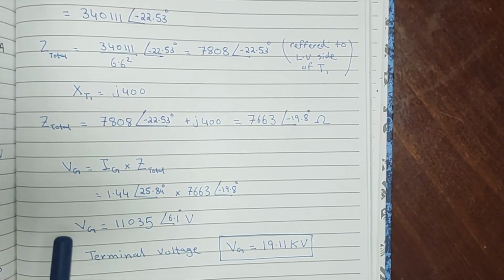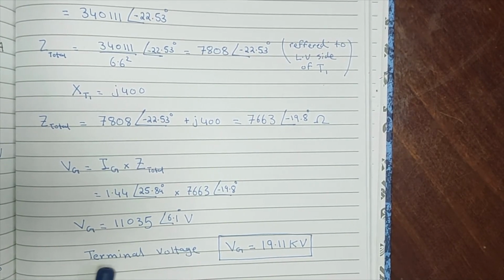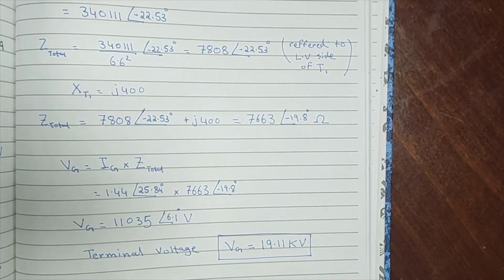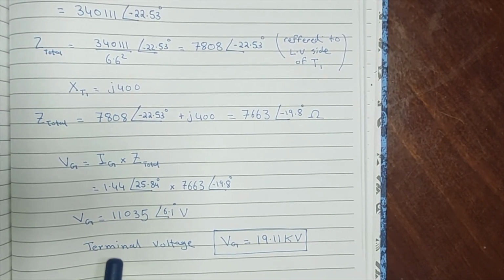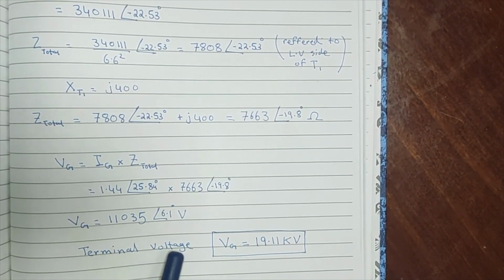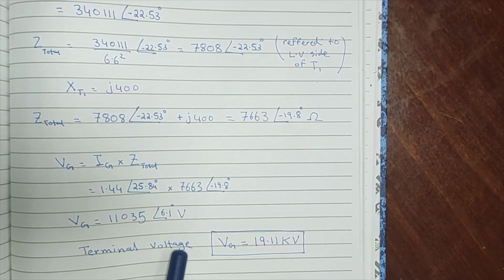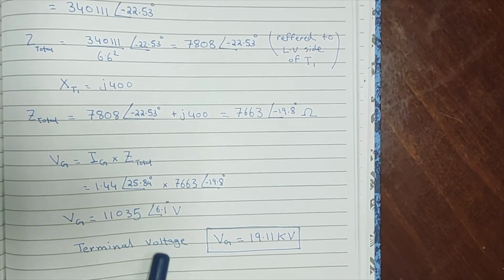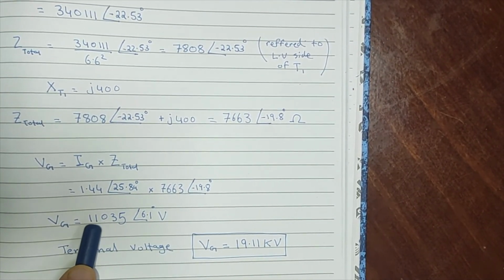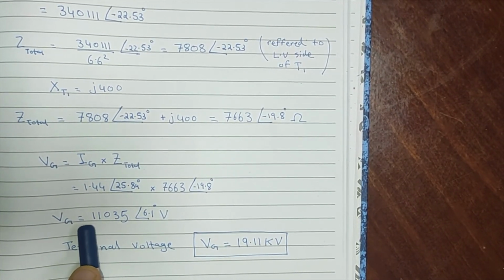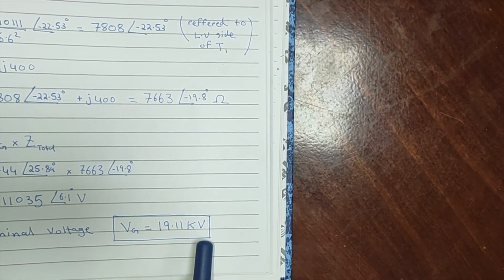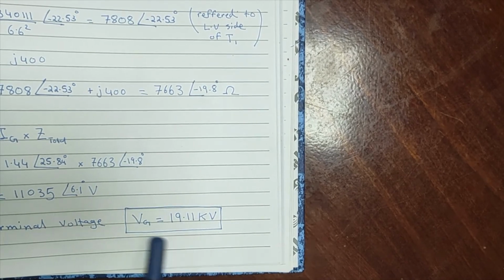So just multiply it by the square root of 3, and you will get the terminal voltage, because terminal voltage is the one that you will see when you try to measure it with a multimeter across the terminals of the generator. Across the terminals is always the line to line voltage. So you will convert this phase voltage by multiplying with the square root of 3, and from 11,000 you will get 19,000, or 19.11 kilovolt, the generator terminal voltage.